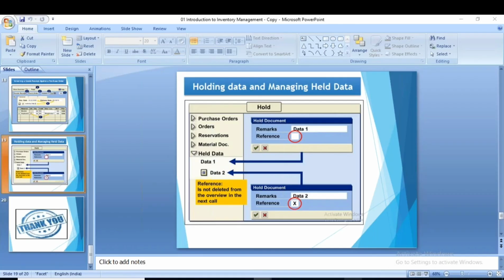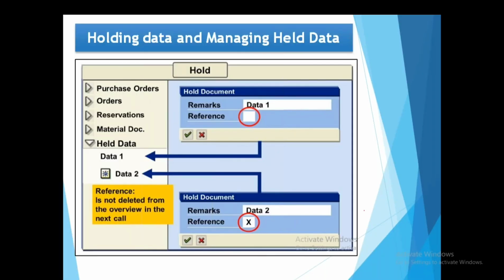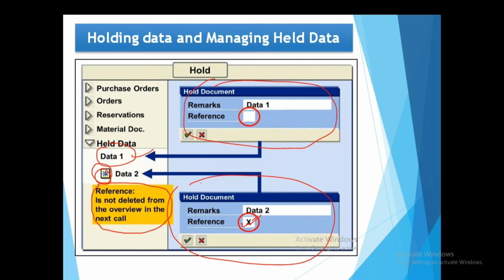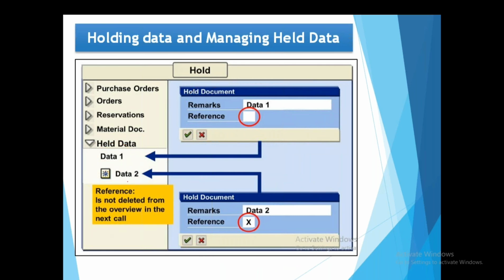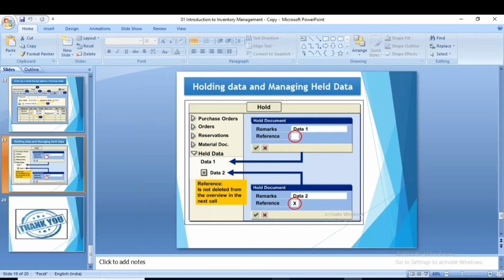Now again in the held data, you can have a reference. If you use normal hold, once you do the posting, it will disappear. But if you use the hold document with reference option, you will get a star indicator. This reference is not deleted from the overview, even though you do the posting. You have to manually delete it.